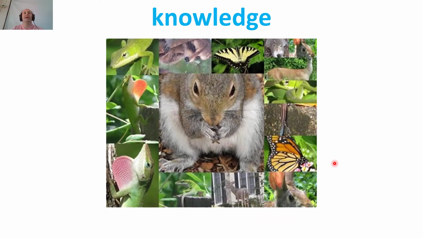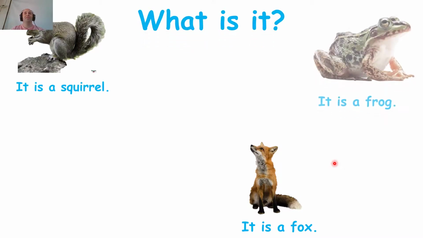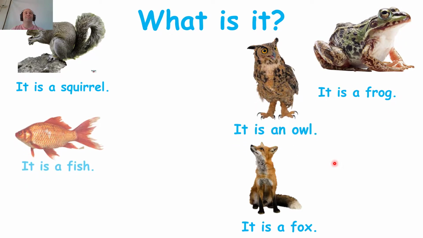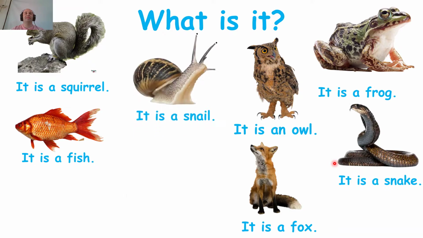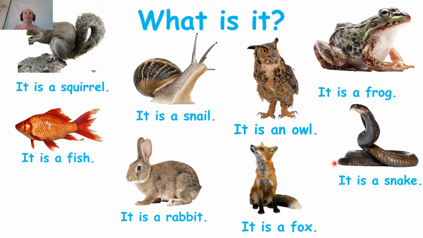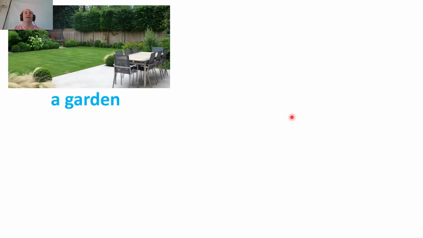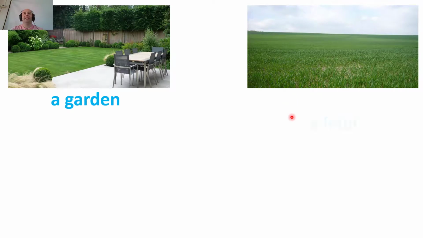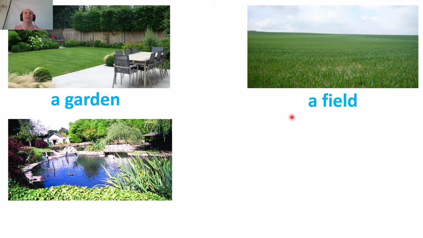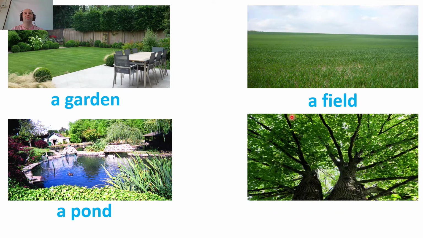Some knowledge. We have the animals: a fox, a squirrel, a frog, an owl, a fish, a snake, a snail, a rabbit. We need to remember these animals. There are eight animals, and we want to know where do they live. So, where do they live? They can live in a garden. They can live in a field. They can live in a pond. Or they can live in a tree. Four places where some of these animals can live.